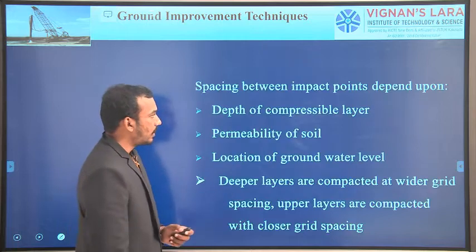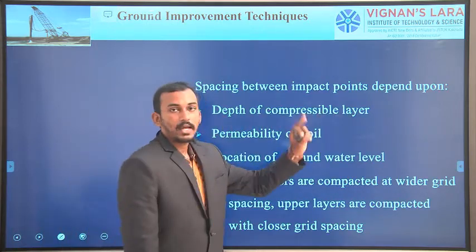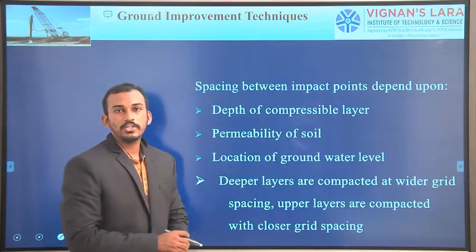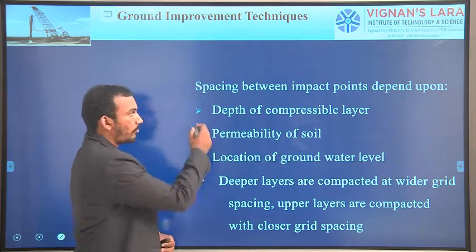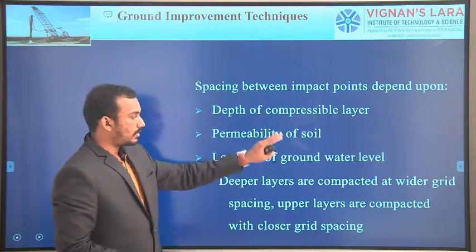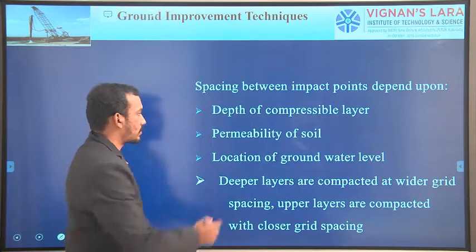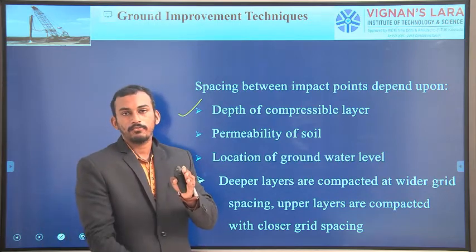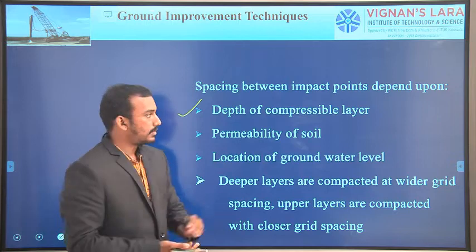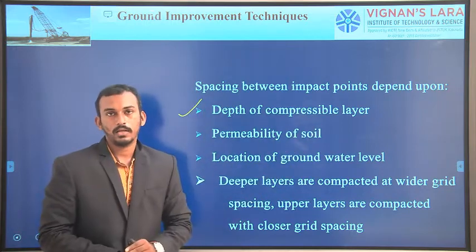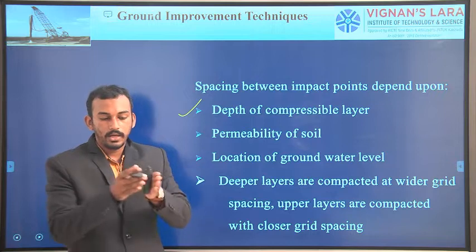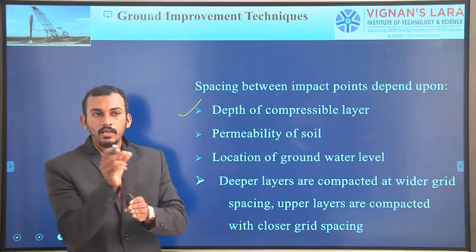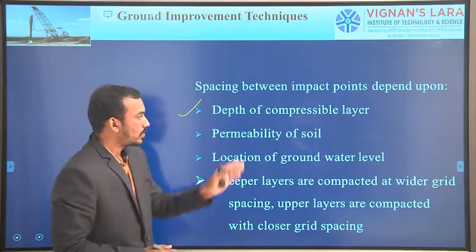Okay. Next one. The spacing between the impacts should depend on various parameters. We can fix the spacing for each compaction. Okay. So these are the 4 points that affect the spacing of impacts. The first one is depth of the compressible layer. If we need to compact more depth of layer, which means a lot of depth we need to compact, then the spacing should be more. Okay. If we need to compact more depth, we need to maintain more spacing. If we need to compact less depth, we need to maintain very closely spaced intervals. Okay. So that is the first point.